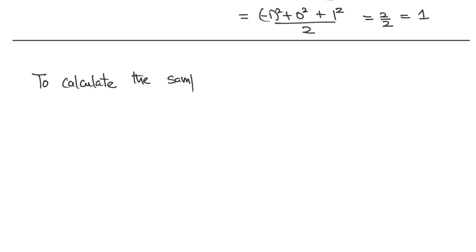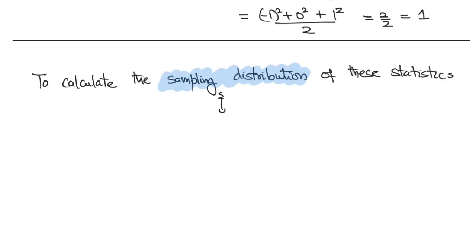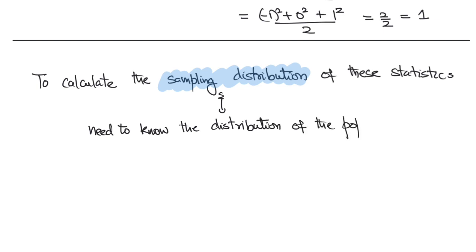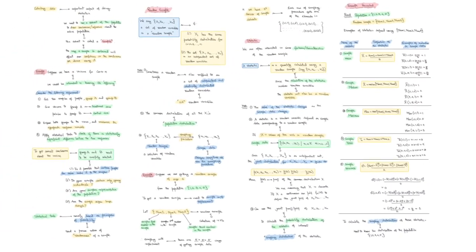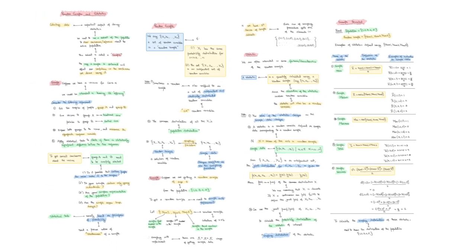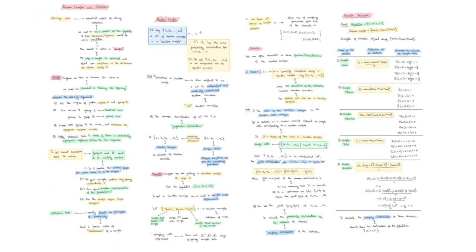To actually calculate the sampling distribution of each of these statistics, we would need to know the distribution of the population 1, 2, 3, 4, 5. By distribution, I mean the probability distribution of the population. We will talk about this in the next video, but for now, to briefly summarize, we have introduced the idea of a random sample, we have spoken about a statistic, and we have done a few concrete examples to get these concepts straight. This is all for now.